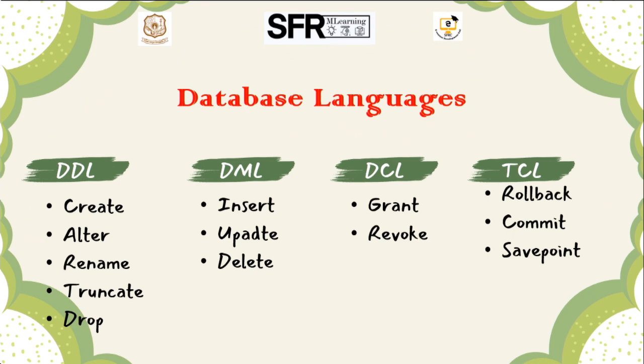First one is rollback. It is used to undo changes made during a transaction. Next one is commit. It is used to save all changes made during a transaction. Next one is savepoint. It is used to set a point within a transaction to which one can later roll back.